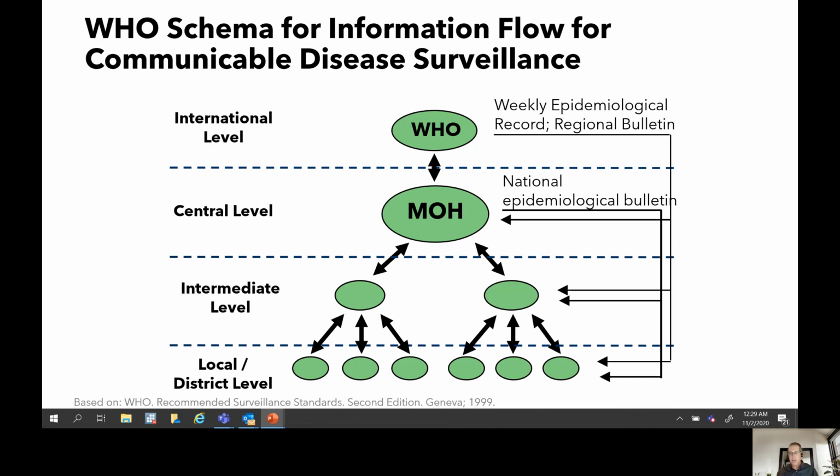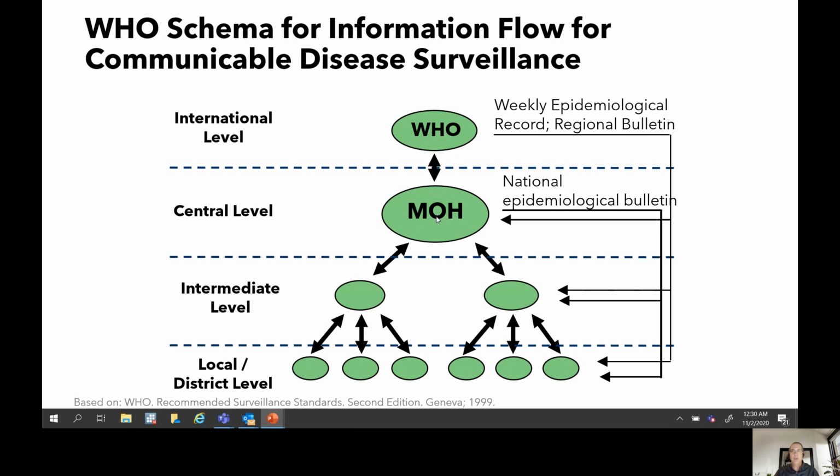This slide, I think, is really a very crucial slide, because it shows how information and surveillance data and study data gets collected at the local district level in a particular country, but then that gets reported up to the intermediate level. It goes up to the Ministry of Health level, where the data will be disseminated in a national epidemiologic bulletin, which may come out every week, for example.